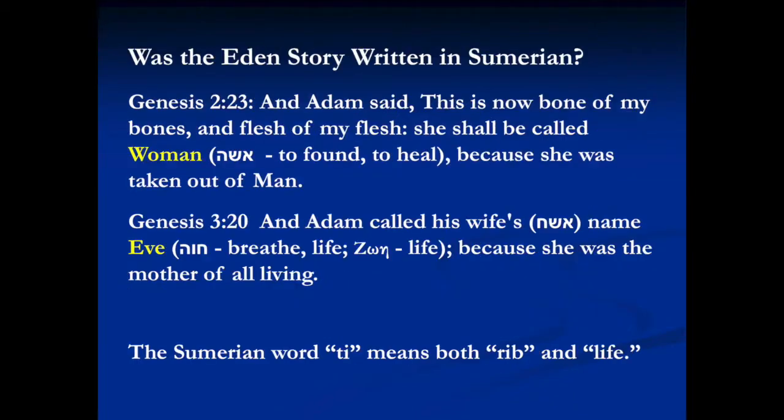Next slide, please. What language did Adam speak? Well, there's some clues. Genesis 2:23 and Genesis 3:20. Adam said, "This is now bone of my bones, flesh of my flesh. She shall be called woman." And there's the Hebrew, because she was taken out of man. We know what Adam named his wife there. And Adam called his wife's name Eve.